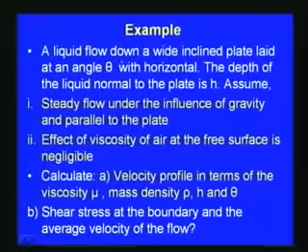So, here the example problem is stated like this: a liquid flows down a wide inclined plate laid at an angle theta with horizontal. The depth of the liquid normal to the plate is h. Assume steady flow under the influence of gravity and parallel to the plate. The effective viscosity of air at the free surface is negligible. Then we have to find out the velocity profile in terms of the viscosity mu, mass density rho, h and theta, and also we have to find out the shear stress at the boundary and the average velocity of the flow. So, this is the problem.